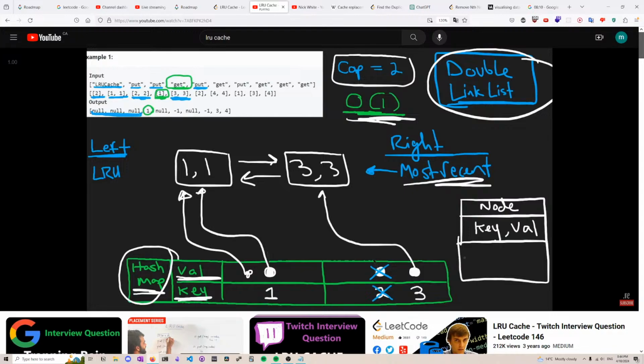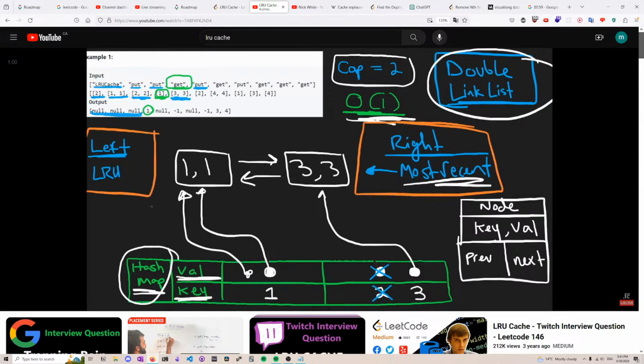And it's going to have 2 pointers, remember? So it's going to have a previous pointer and a next pointer. And don't forget about this right and this left. These are also going to be nodes because we want to have pointers. We want to be able to instantly know what's the least recently used and what's the most recently used. So these are going to be dummy nodes pretty much.